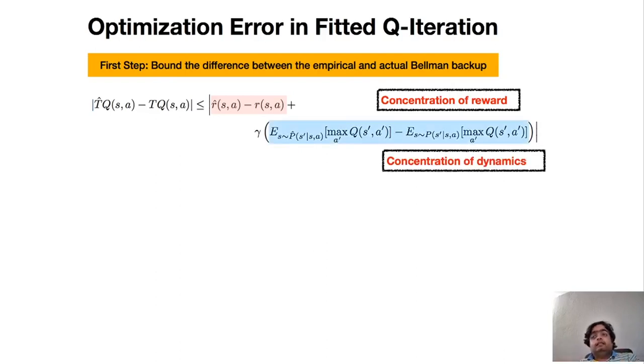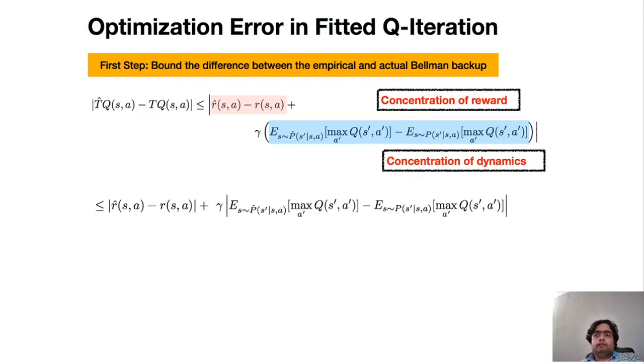Similarly, the other expression, which is marked in blue, is the concentration of dynamics. It's not really a bound on p hat minus p, but if you look at it more carefully, you are summing over some value, which is the max over a prime of q s prime a prime, depending upon probability p hat of s prime given s, a or p of s prime given s, a, and you're taking the difference. So it basically depends on the difference between p hat and p. If p hat were equal to p, this would be 0. So this also relates to the concentration of the dynamics model. Really, what you see here is two independent blocks in this expression that both depend on concentration.